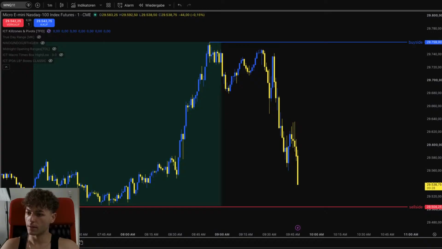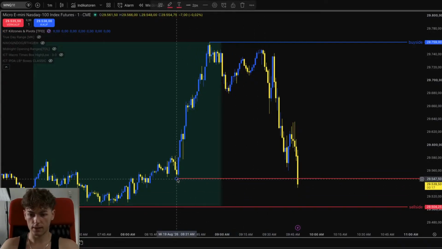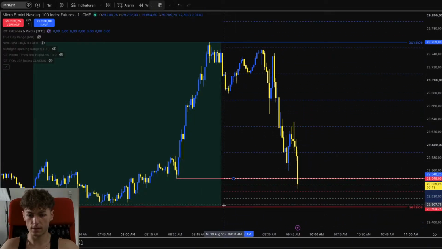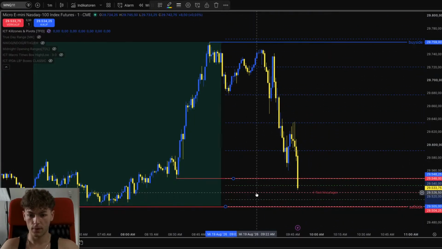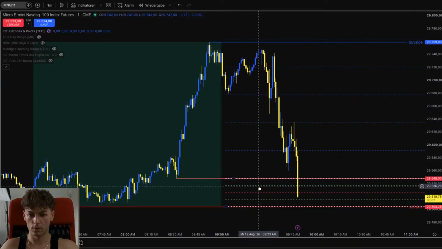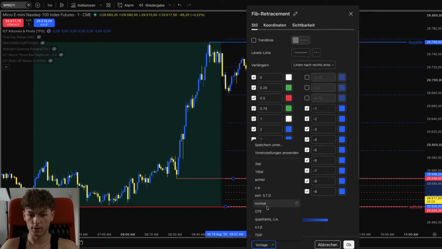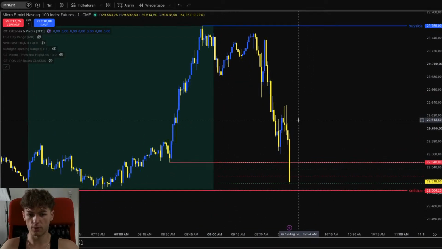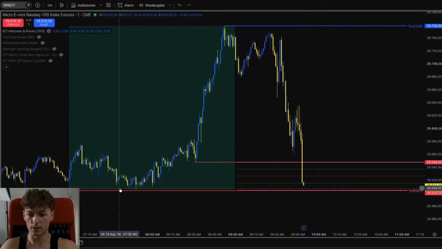Now let's see if we can get down to sell side. What you can do is take that sell side in here, create the range from this sell side to this sell side, and then see where the midpoint is. If we can close below the midpoint, that's indicative for further bearishness continuation down into sell side.